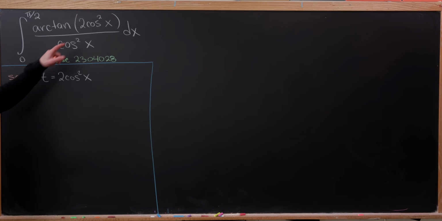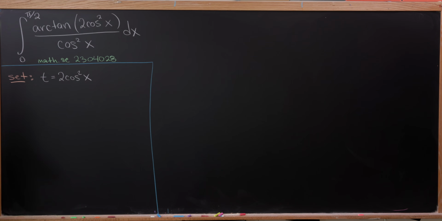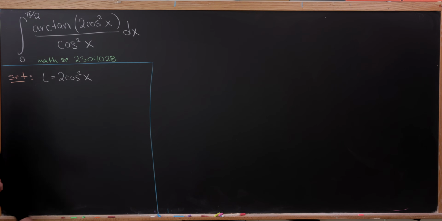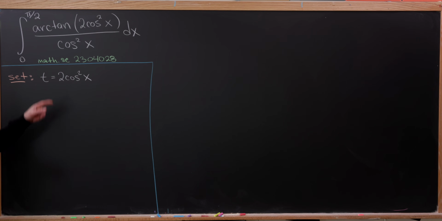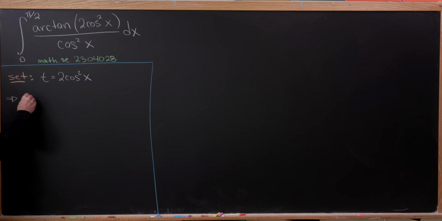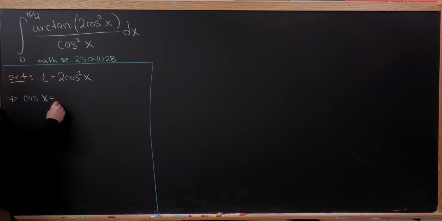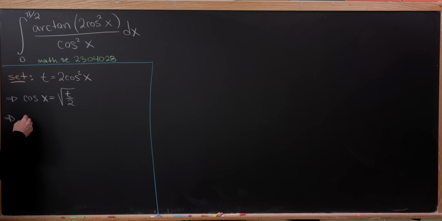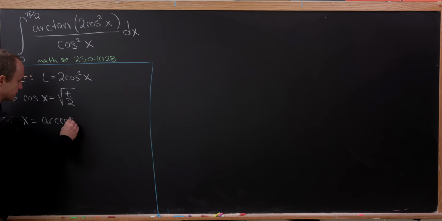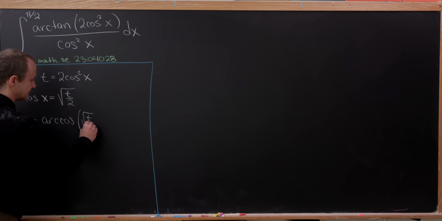But notice that that's going to gobble up this argument of arctan. It's also going to easily gobble up the denominator. But what about the dx term? Well, in order to do that, we need to solve for x, and then we can differentiate. So pretty quickly, we'll get cosine of x is equal to the square root of t over 2. And then we can take the arc cosine, the inverse cosine function, of both sides. So we have x is equal to arc cos of the square root of t over 2.